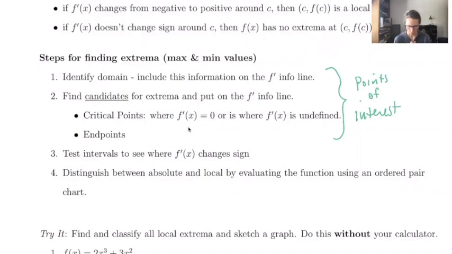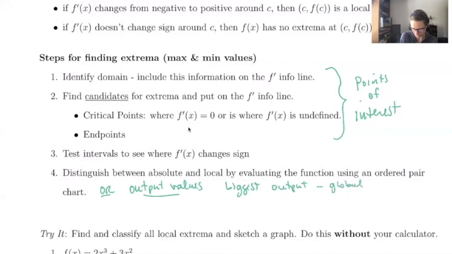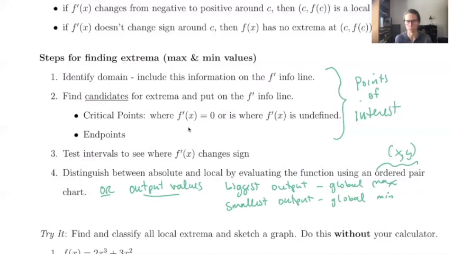Okay. And then if you need to know absolute maxes versus local maxes, you can look at the y values. You could use an ordered pair chart, or just look at the y values, look at the output values. The biggest output is your global max, and the smallest output is a global min. And ordered pair just means like x comma y. That's just giving you your x values and your y values.